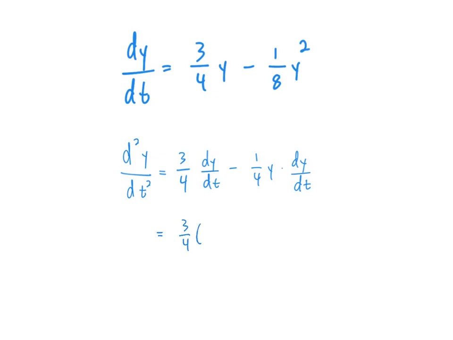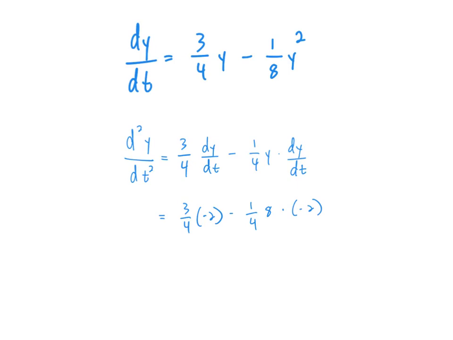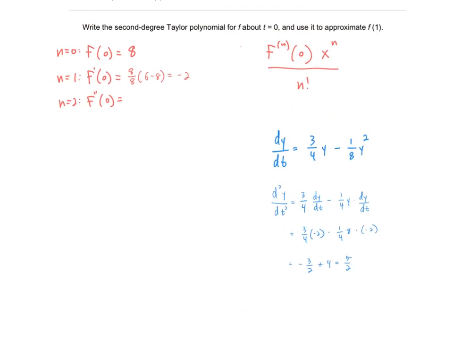And so we'll just plug those in. 3/4 dy dt is negative 2. Y is 8. This is negative 2. Okay, so this will be negative 3 over 2. That'll end up being plus 4. Yeah, so that's negative 2 times negative 2. And then this is 5 over 2. Okay, so that's what this is up here.